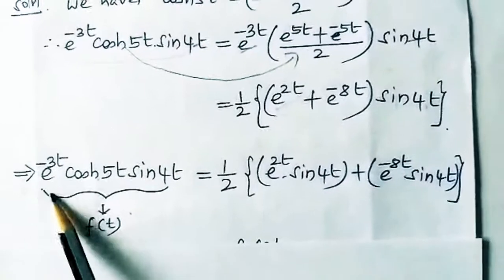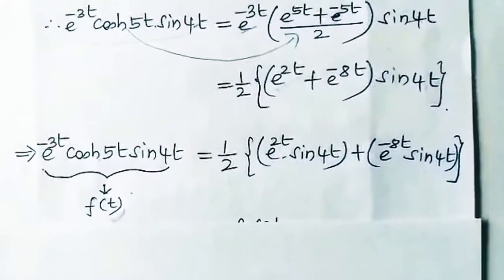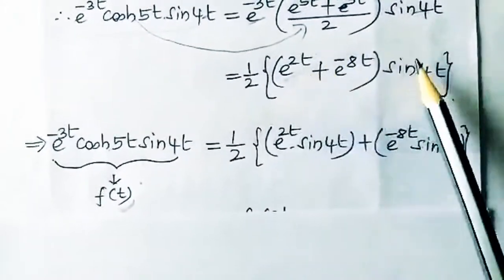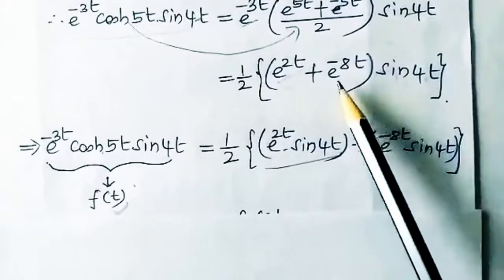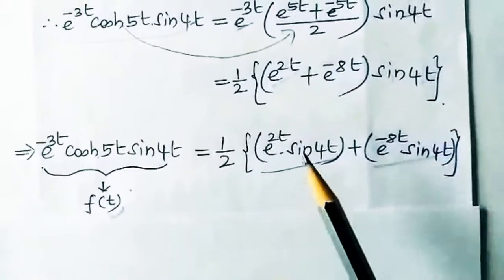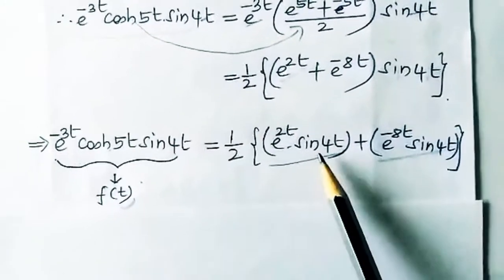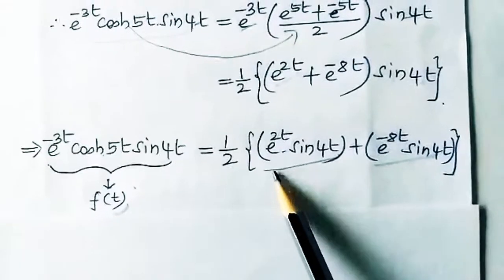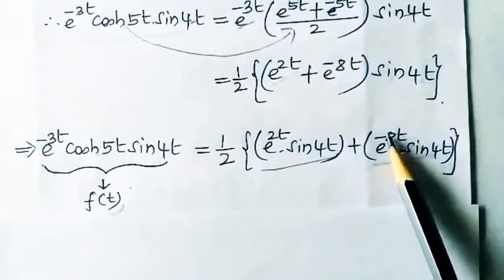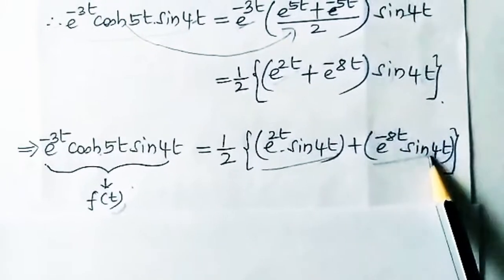That is, this given expression, for our understanding purpose, we may rewrite as f of t. So this is equivalent to 1 by 2, e raised to 2t into sin 4t in one bracket, e raised to minus 8t into sin 4t in the other one. Now if you look at the nature of the terms, e raised to 2t into sin 4t, is it not in the form of e raised to at into f of t, and the second one e raised to minus at into f of t? In both cases, f of t is sin of 4t.